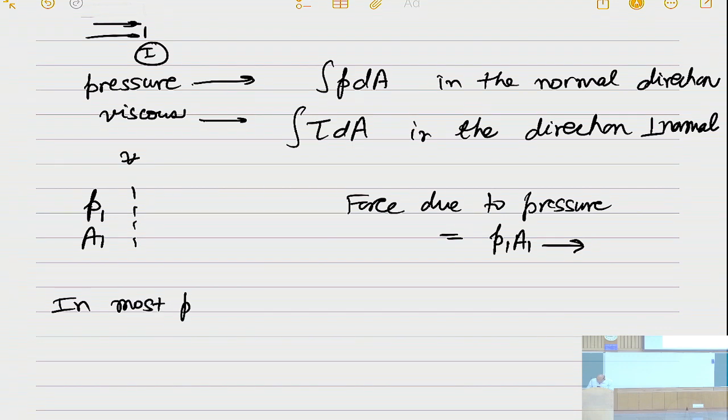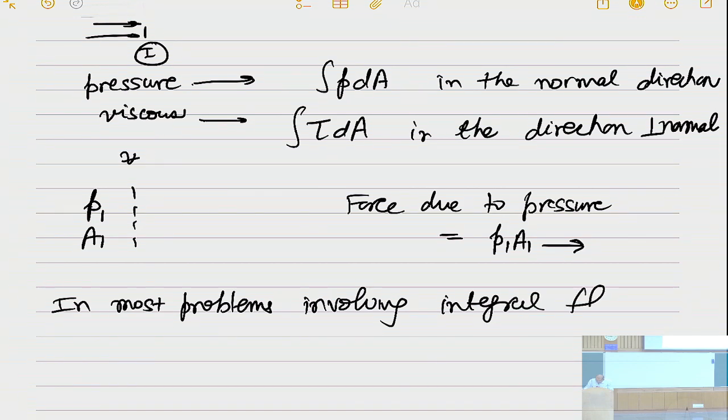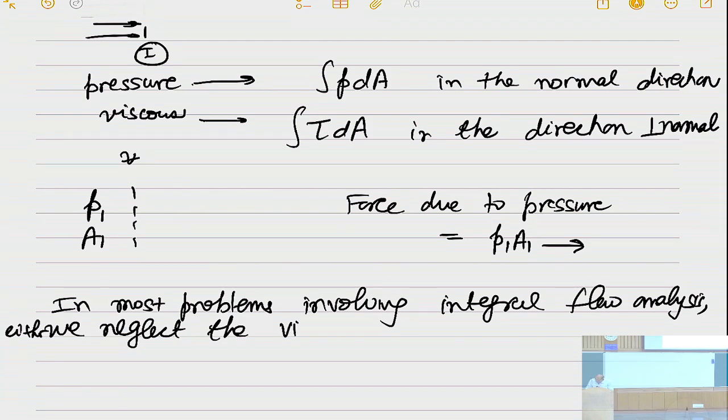In most problems involving integral flow analysis, we neglect the viscous force.